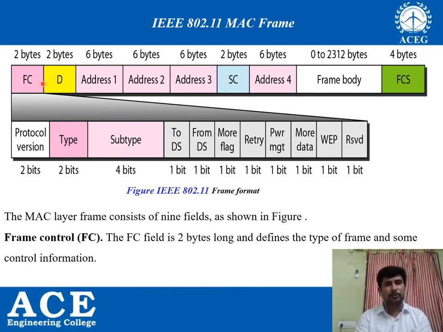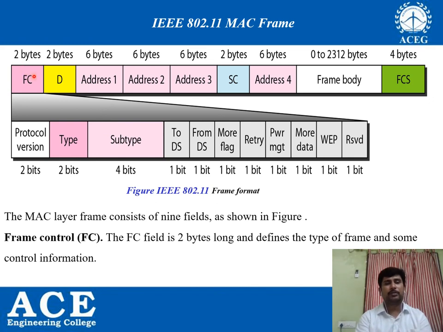Here the first two bytes indicate the frame control, which again has various subfields. The frame control of your IEEE 802.11 MAC frame consists of protocol version, type, subtype, To DS, From DS, more flag, retry, power management, more data, WEP, and reserved. We'll talk about this in our coming slides.